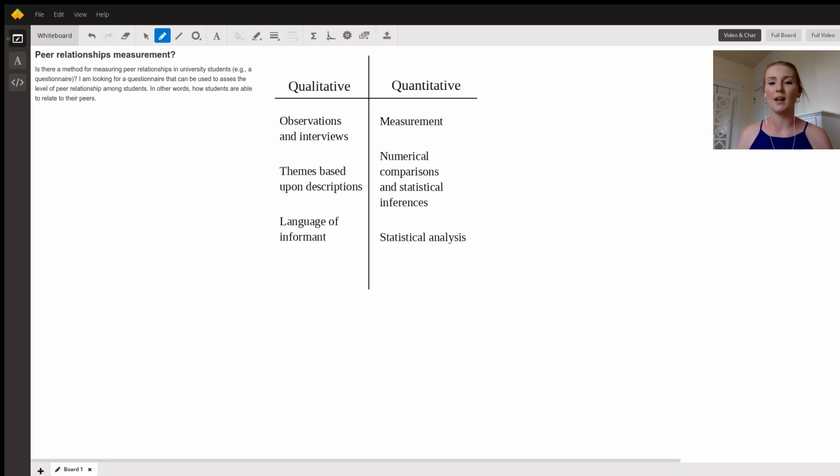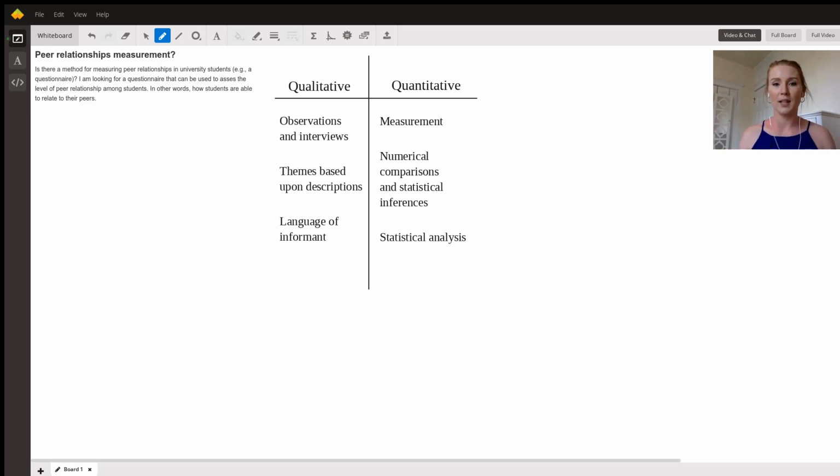What I mean by that is with quantitative, you're talking about measurement. You're doing numerical comparisons and statistical inferences, and then you're analyzing those statistics. For example, you might give them a questionnaire that says things like, on a scale of 1 to 5, how strong are your peer relationships? Then the students are going to circle their number. Say they circle 4, the next student circles 5, the next student circles 3. You would average those numbers together and report your findings with a number on a scale of 1 to 5.